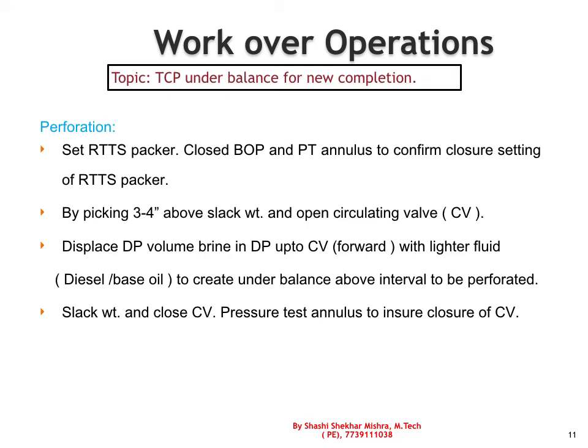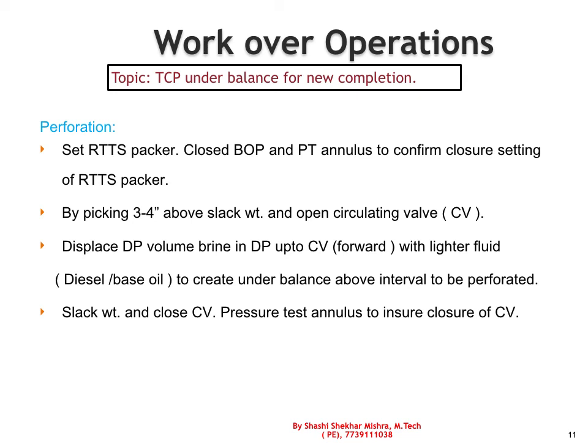So once the gun is placed on depth, we now set the RTTS packer, close the BOP, and pressure test the annulus to confirm that the packer has been set. Now we pick up the string 3 to 4 inches above the slack weight to open the circulating valve. Now here we have to create the underbalance. To create the underbalance on the tubing or drill pipe side, we displace the drill pipe volume with diesel or base oil.